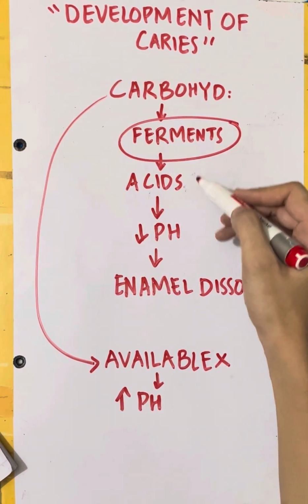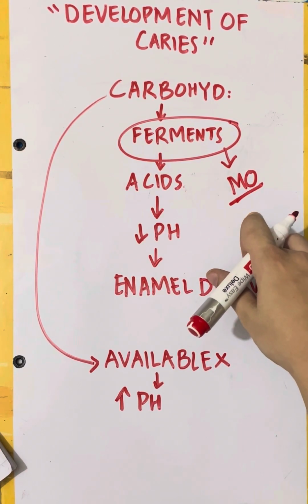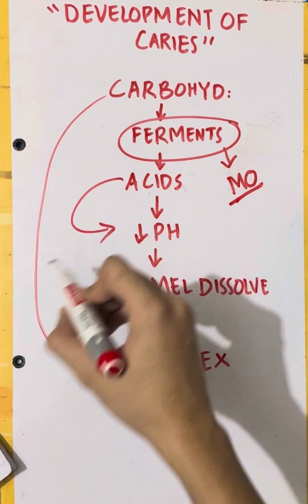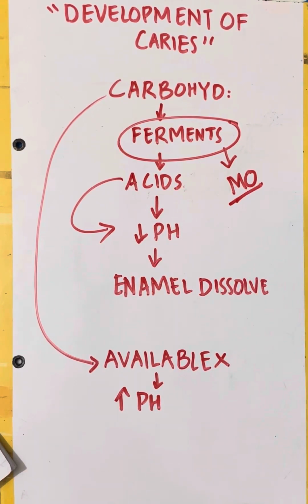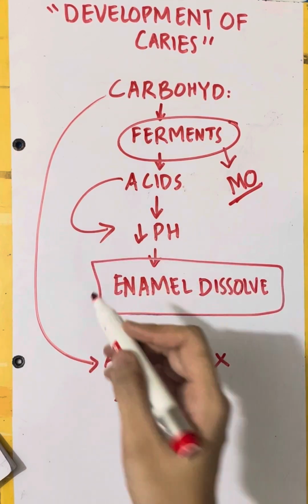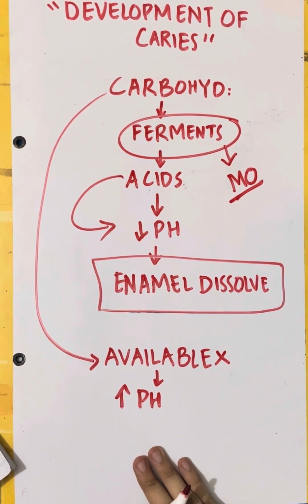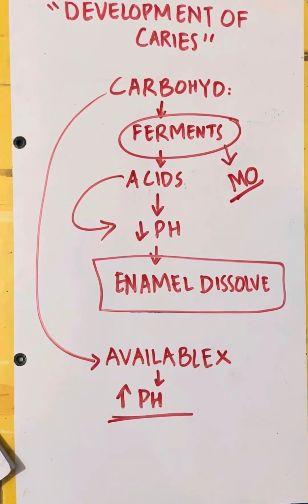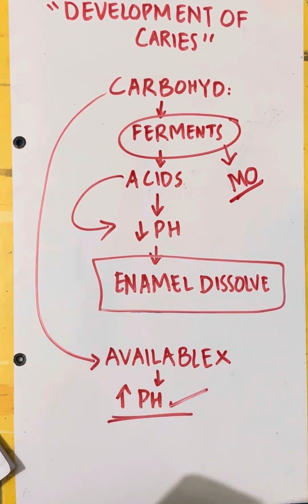Carbohydrate is fermented into acids with the help of microorganisms. And as we all know, if acids are present, they will decrease the pH. The decrease in pH, if present for a greater amount of time, will result in enamel dissolution. Now what happens if carbohydrates are not available to microorganisms? Then they will not be fermented into acids. If they are not fermented into acids, the pH will obviously increase.